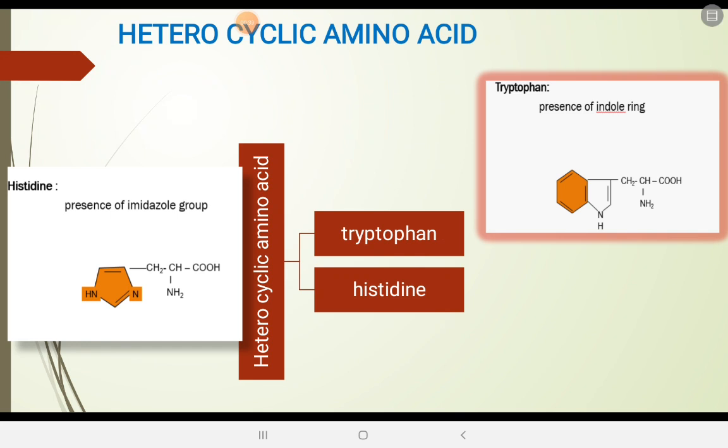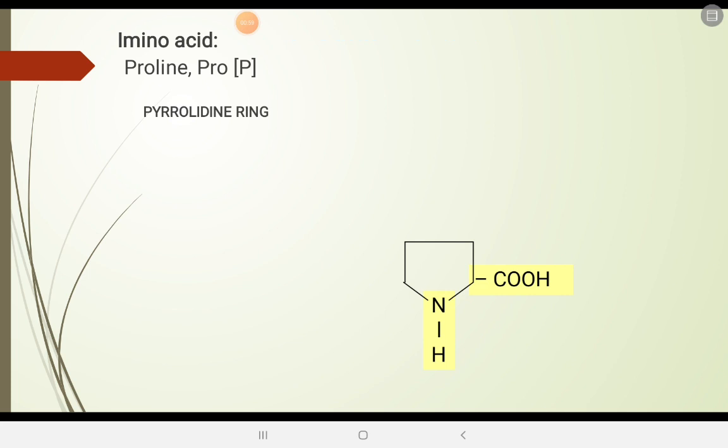The name of the group present in histidine is the imidazole group. The presence of an indole ring is there in tryptophan. The group present in histidine is the imidazole group and the name of the ring present in tryptophan is the indole ring. Okay, clear. And finally, the imino acid. The classic example for an imino acid is proline. The name of the ring present in proline is the pyrrolidine ring. Okay, clear.